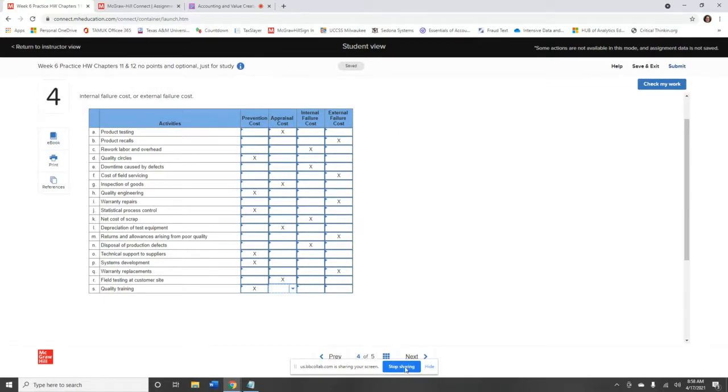That's really pretty much it for that homework. There's one last homework from this week, and then you'll be done with this week's practice homework. No points, but it helps you learn.